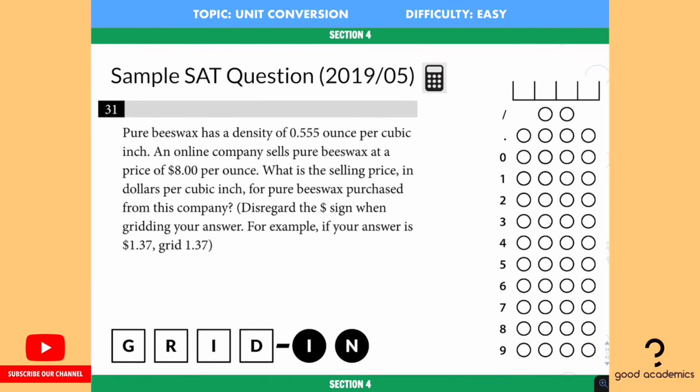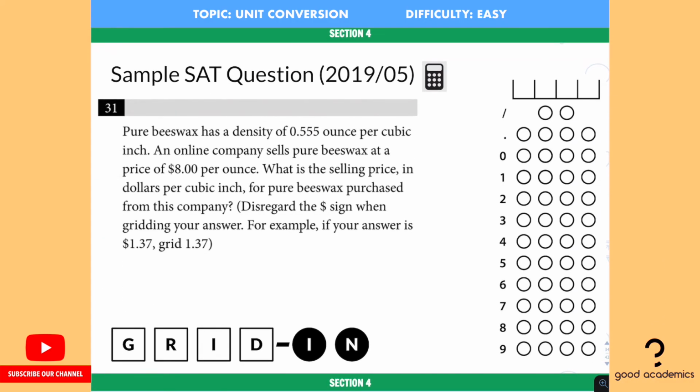So this question is a little bit wordy, so you might want to pause the video and read through the question. Assuming that you have finished reading the question, let's go ahead. Now, I'm going to highlight a couple of very important pieces of information. First, the density, which is 0.555 ounce per cubic inch. And then we have the price, which is $8 per ounce. All right. Now, what's the question asking?